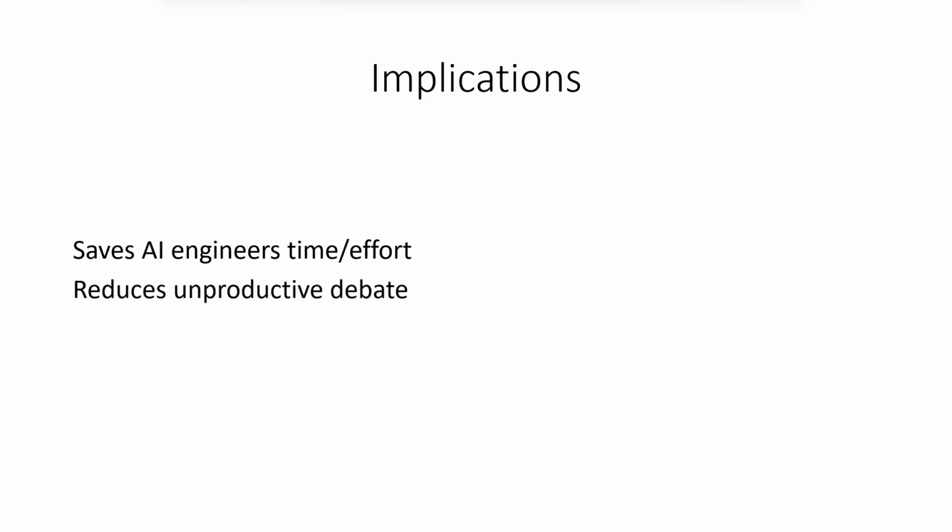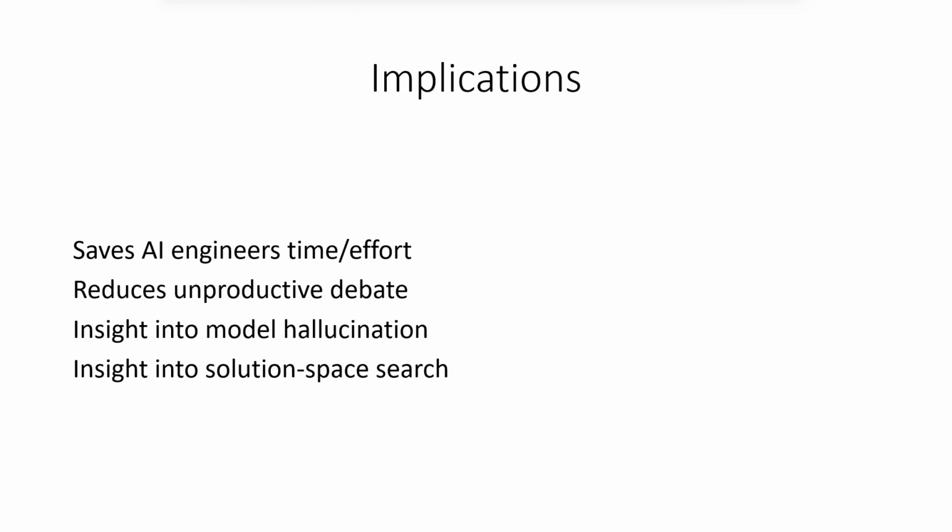Our findings have direct implications for AI engineers. This knowledge will save time and effort in determining the optimal sampling temperature for specific tasks. It may also reduce unproductive debates in the prompt engineering community. In addition, these findings also have additional insight for AI researchers. Our results show that LLMs are not more likely to hallucinate in ways that lead to incorrect solutions up to a temperature of at least 1.0. And higher temperatures do not improve solution space search in ways that lead to correct solutions more often than lower temperatures.